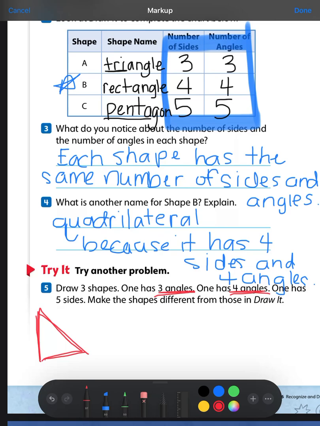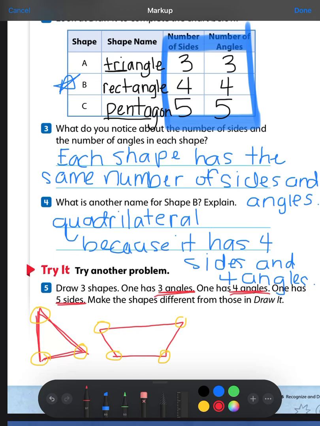This is my triangle. Let's make sure that it has 3 angles. 1, 2, 3. There we go. Now let's draw a shape with 4 angles. I'm going to make it look a little bit different than that rectangle. Let's see. 1, 2, 3, 4. Let's count the number of angles. 1, 2, 3, 4. Good job.